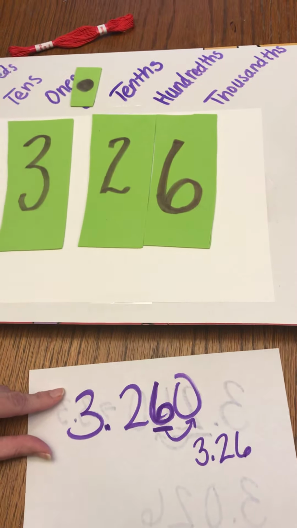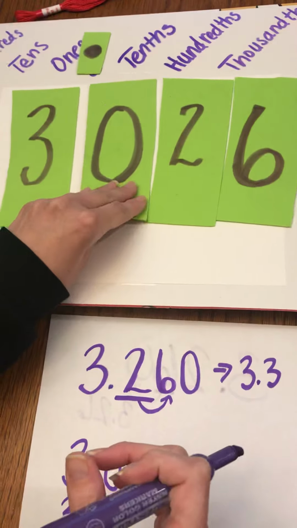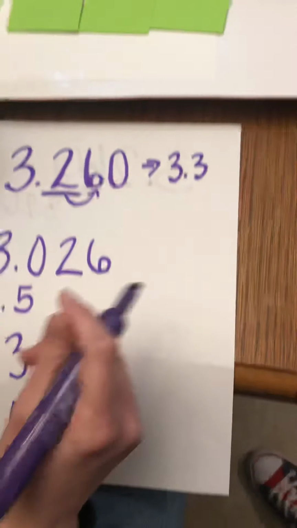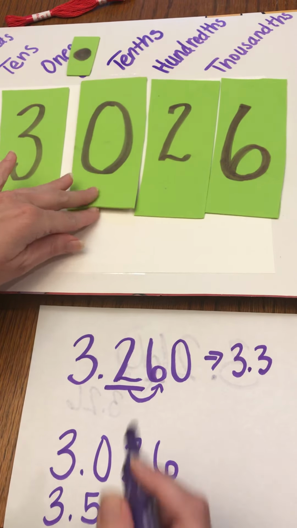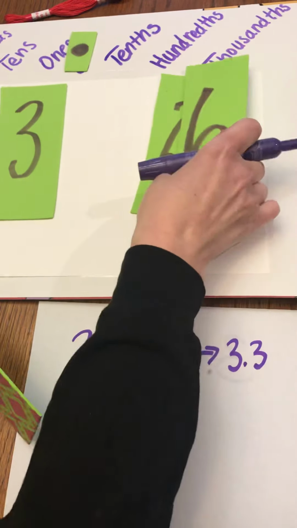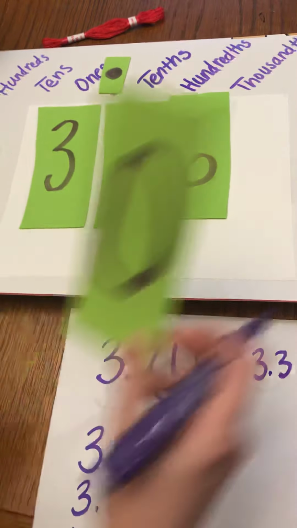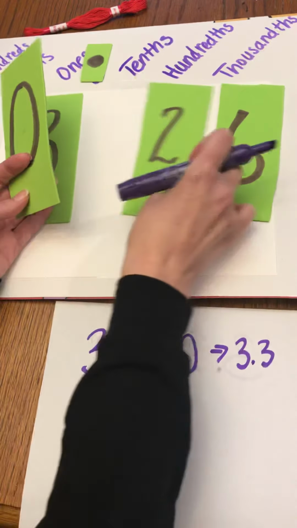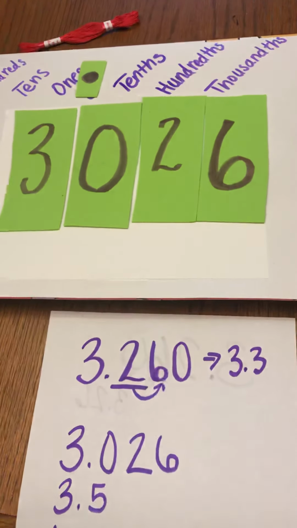Alright, so we're going to look at another example. Now I've got 3 and 26 thousandths. Now the 0 in between here is important. If I didn't have that 0, that would make it 3 and 26 hundredths, and that's what we had before. But now we've got a different number, and it's 3 and 26 thousandths. So that 0 does make a difference.